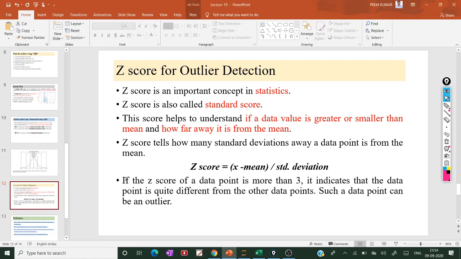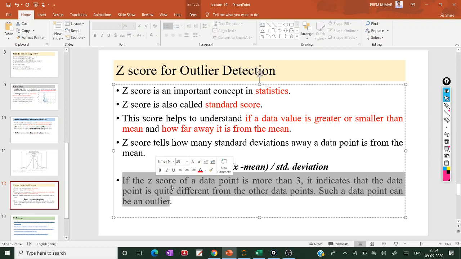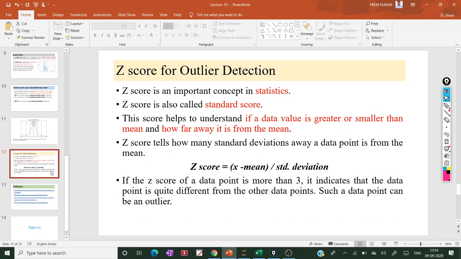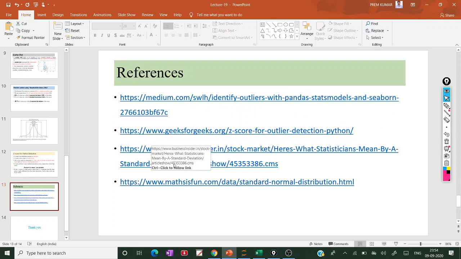If you read this point again, you can understand: if the z score of a data point is more than 3 or 2 or 1, it indicates that the data point is quite different from the other data points. Such data points are called outliers. So this is the concept. These are some of the references I am using.